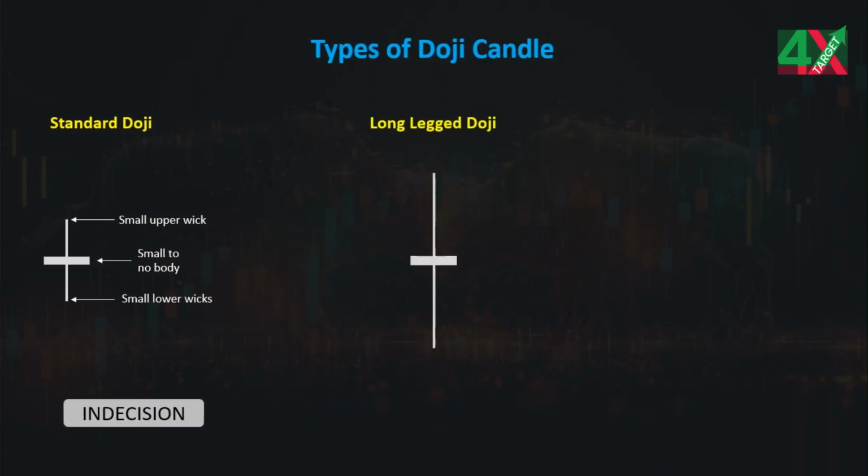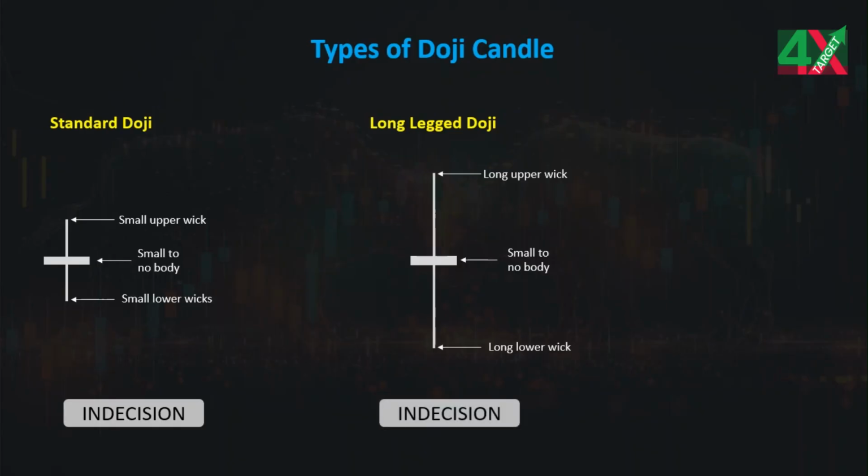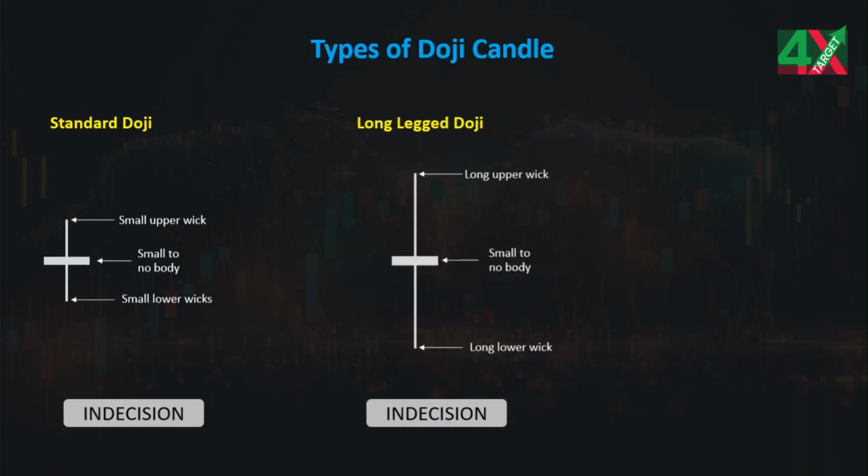Moving forward, we come to the long-leg doji. This candle also has a very small body, but its defining feature is the long upper and lower wicks. This candle signals high volatility and strong indecision, with price exploring both sides before settling near the open. It reflects complete market uncertainty, and for this reason, traders should avoid acting on it in isolation. Instead, it's crucial to wait for the next candle to confirm the market's direction before considering any entries.